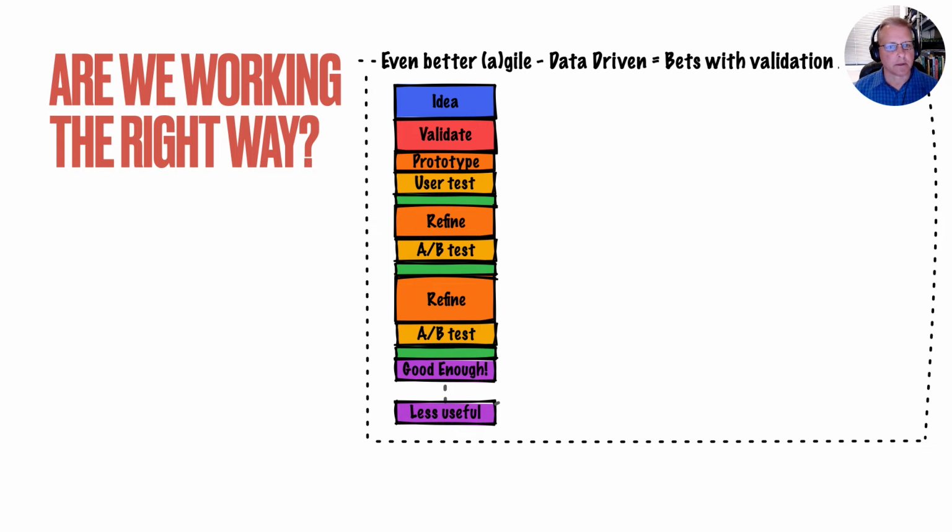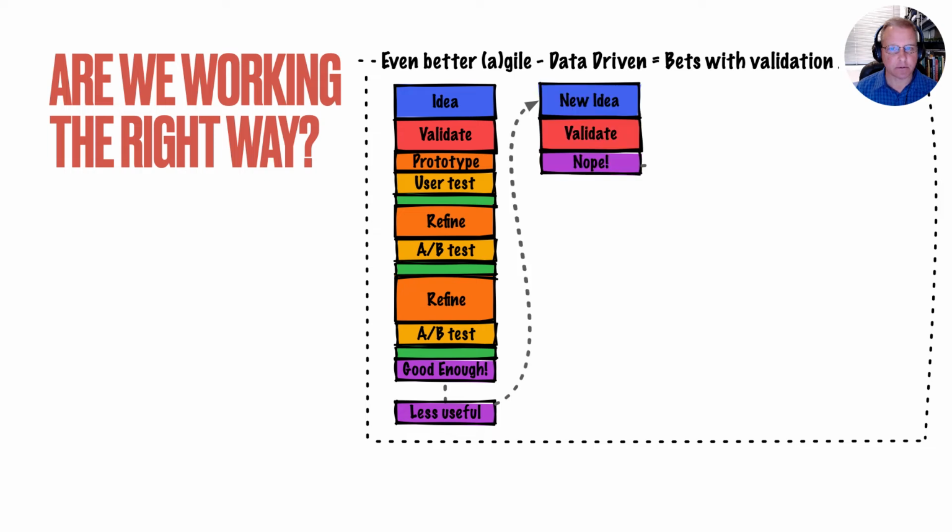So let's take another look at this. We get an idea, we validate it, we prototype it, we're in exploration, we do some user testing, we refine it. Testing gets a little bit more sophisticated. We refine it, we test that, it gets a little bit more sophisticated. We get to this good enough point, but even that isn't good enough. Over time, this system is going to become less and less useful. And that's our key to knowing when we should start winding things down and exiting.